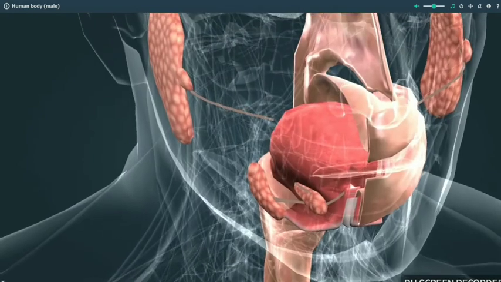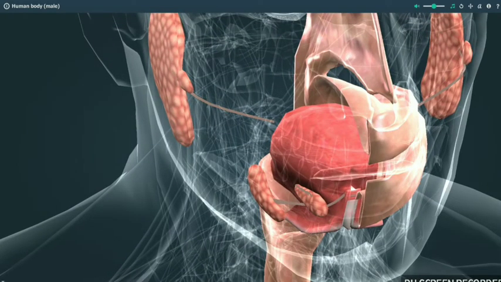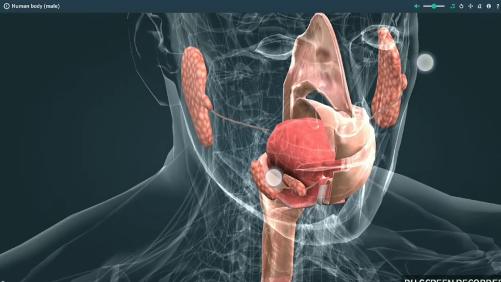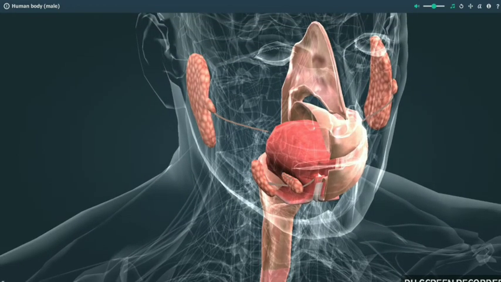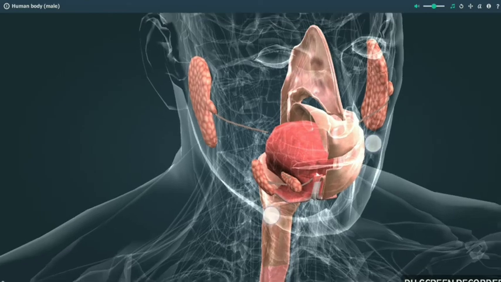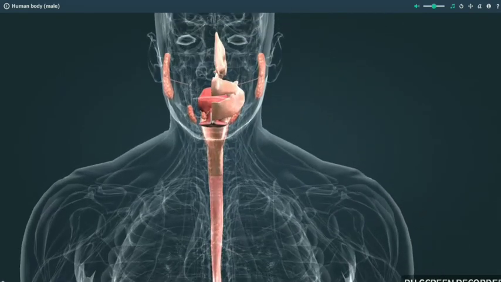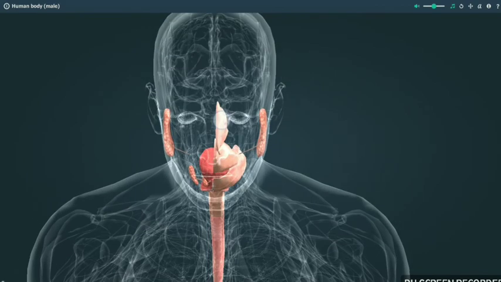And teeth, you can't see them here, but they play a vital role in cutting down and breaking down foods. And all of this chewing is known as physical digestion. And this was all about the digestion of food in buccal cavity.